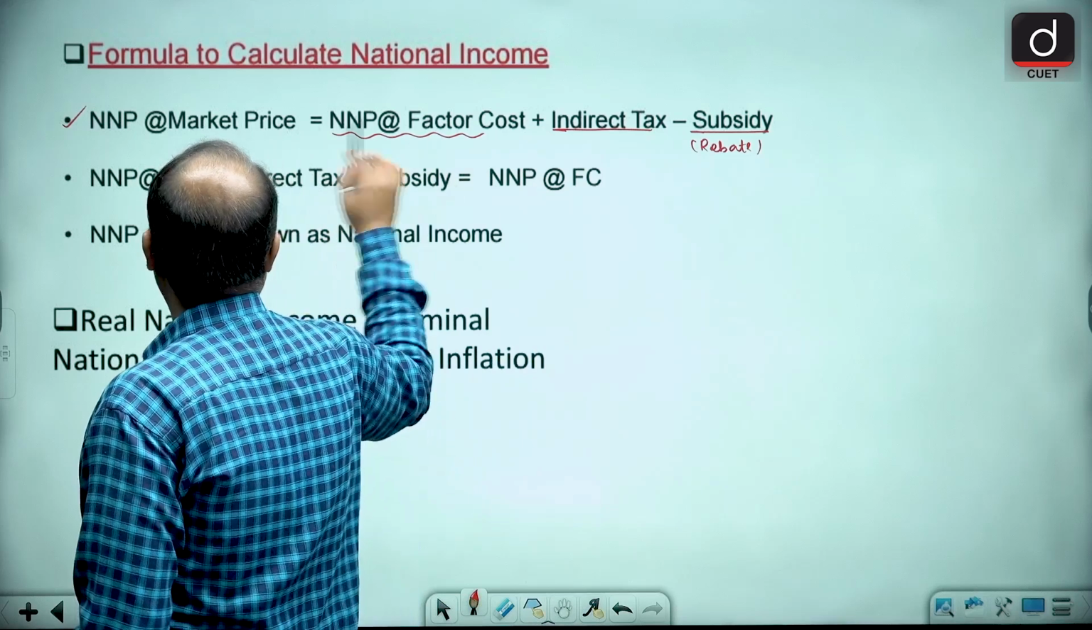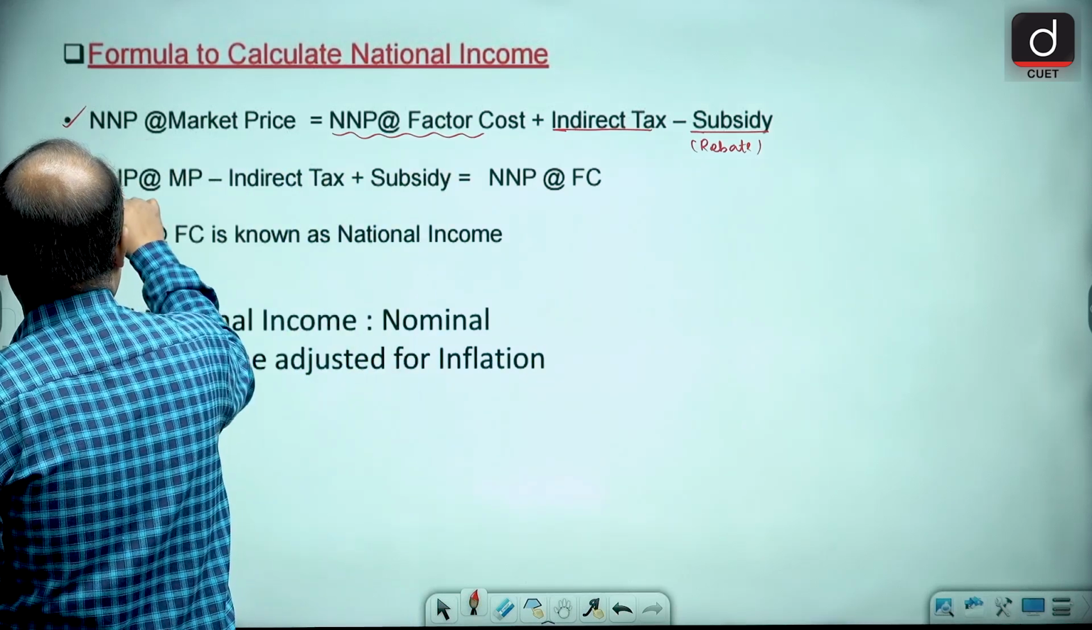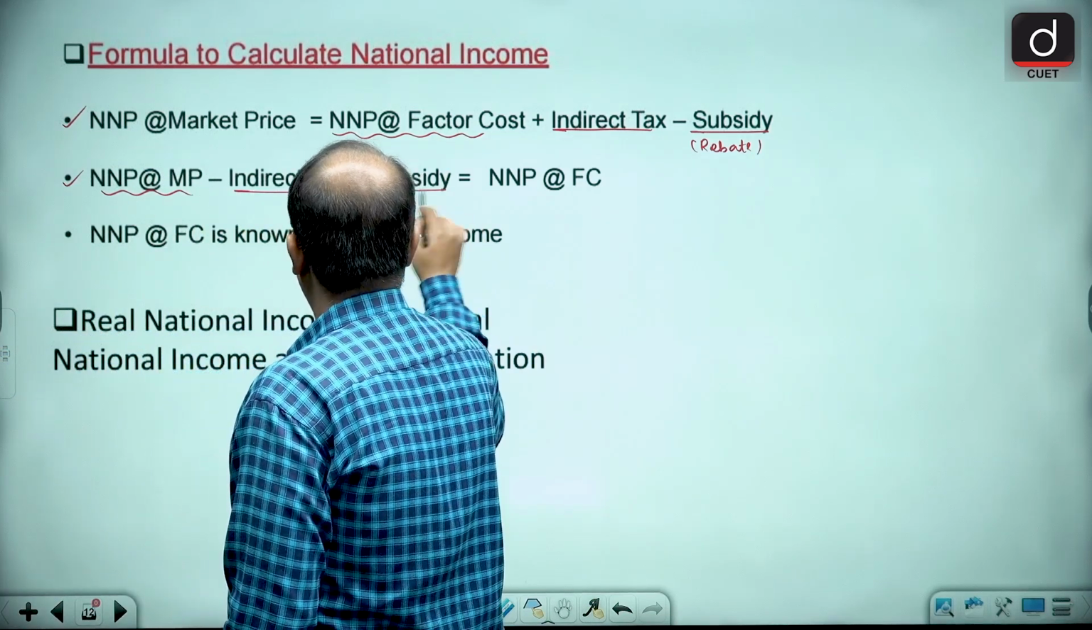Now what you have to do? NNP at MP, take on the left hand side. So NNP at FC is NNP at MP minus indirect taxes plus subsidy, subsidy if given.